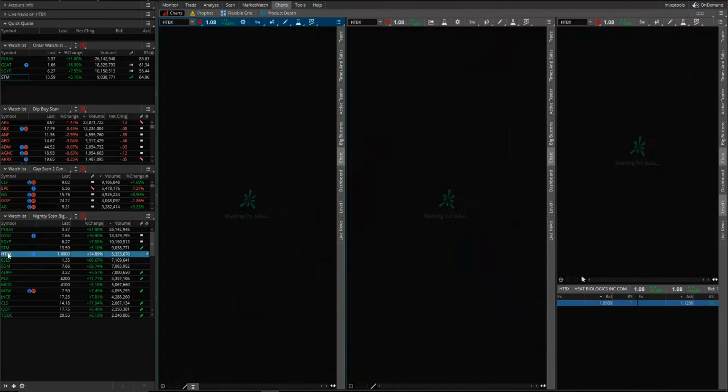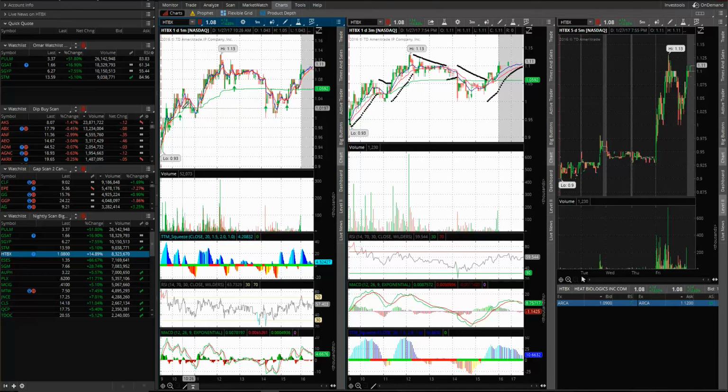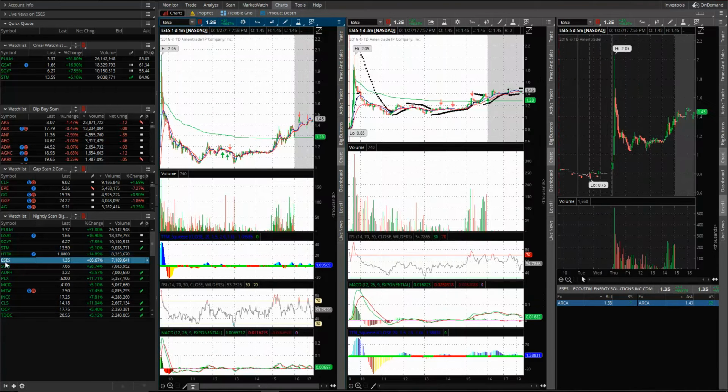So I click on XTBM. This is a chart. Ew, nasty. I don't like the way, even though it kind of holds its highs, I don't like the way the chart looks. I mean, this is maybe a possible swing trade, but I don't like it. I'm gonna move on. EXES.